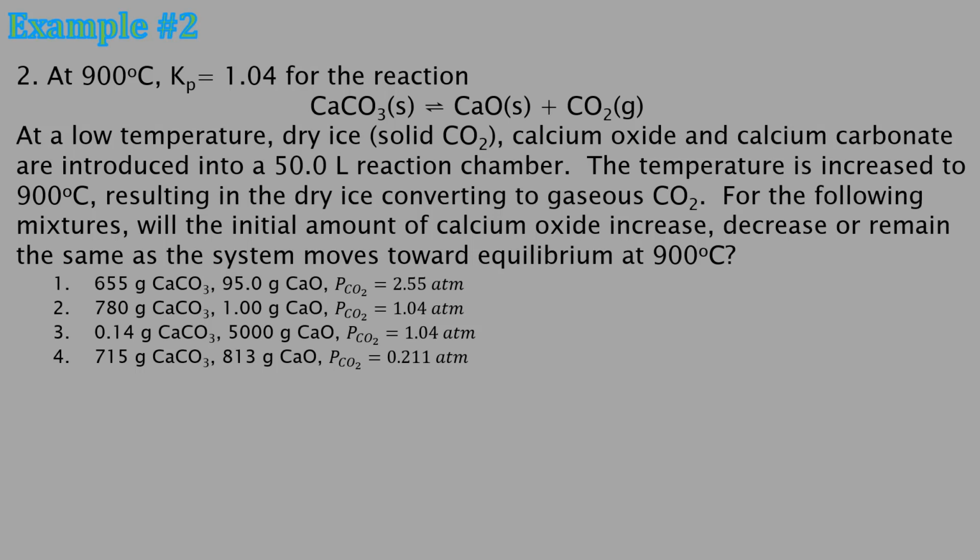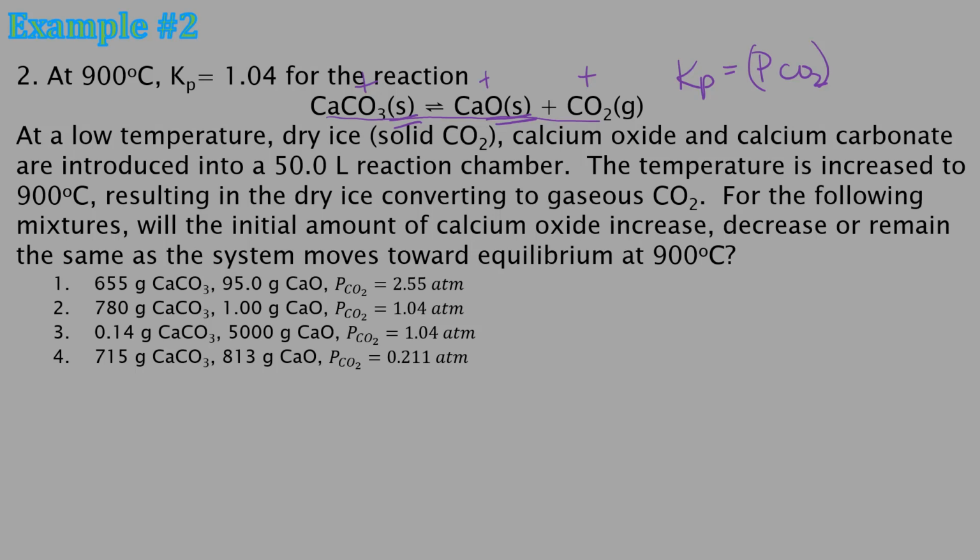All right, so we have a Kp equal to 1.04. Here's our reaction, and I'm going to write my Kp expression really quick so that I'm not taken off guard later. My Kp expression is going to be the pressure of carbon dioxide, and that's it, right? Because this is solid, so it's not in the Kp, and this is solid, so it's not in the Kp. And it says at low temperature dry ice, calcium oxide and calcium carbonate are introduced into a 50-liter container. So we put all of this into a container.